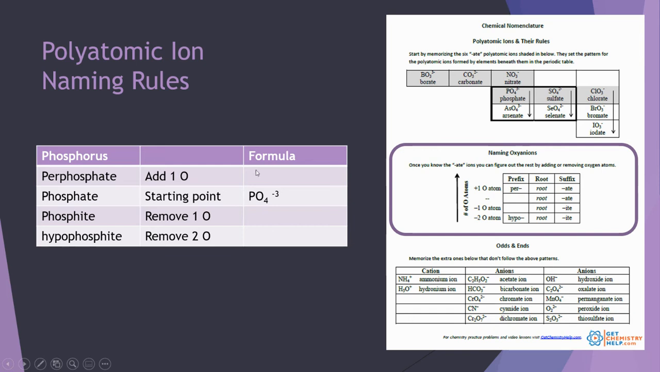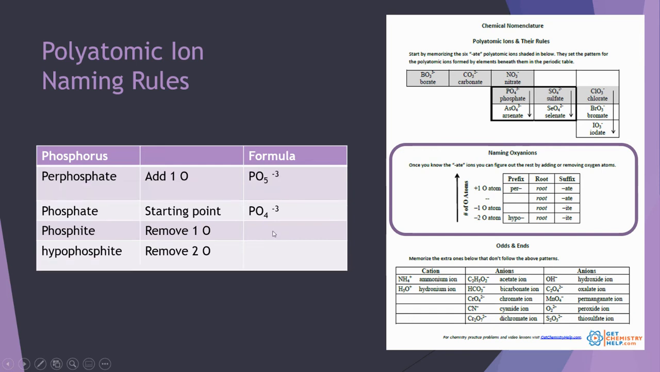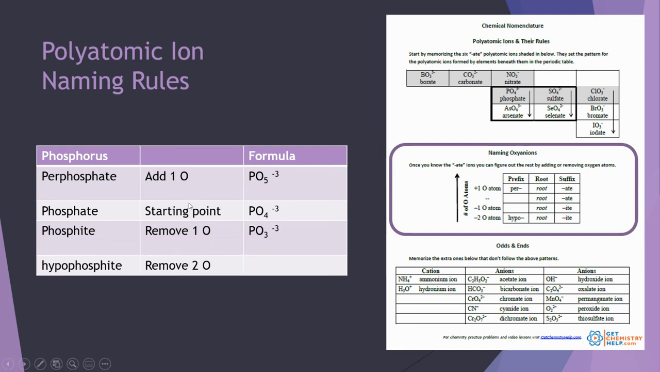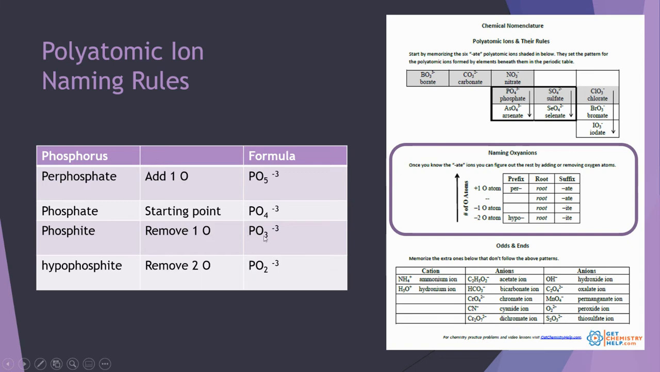So let's look at what happens with the formula. We don't change the charge at all. When we add 1 oxygen, you end up going from O4 to O5, and so that's perphosphate. When you remove an oxygen from 4, you get 3, so that is phosphite. And when you remove another oxygen, you get PO2, and that is hypophosphite.